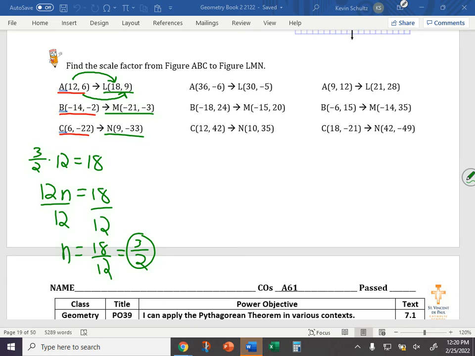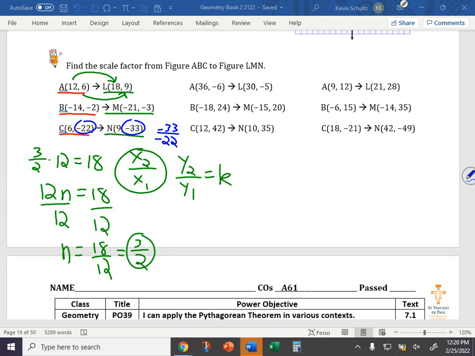Right? So to find that scale factor, if you're looking for how do I get from my first ordered pair, my first x value, to my second, you really just have to take, I shouldn't say that, not y, but your second x divided by your first x. That's how you can find k, right? Your second y divided by your first y, that's what's going to get you to k. And it works for all of them. Even if we take this one down at the bottom here, our second y, -33, divided by our first y, -22, simplifies to be positive 3 halves.